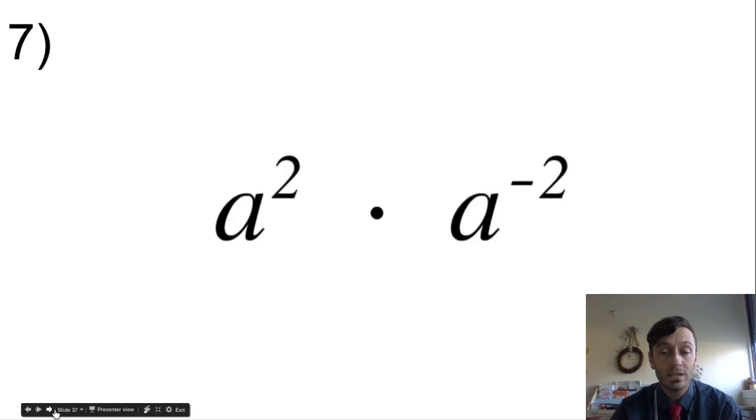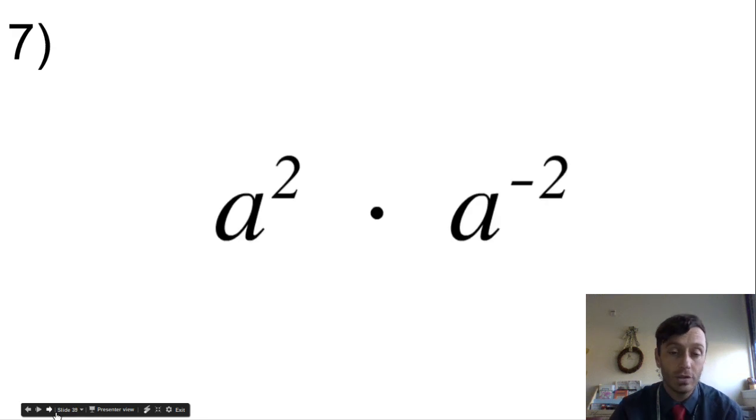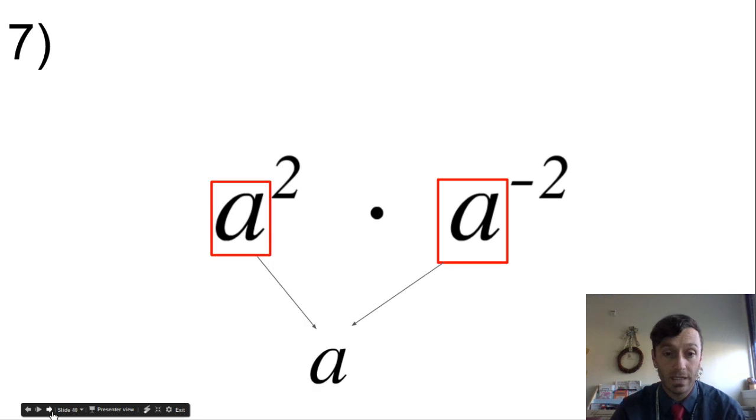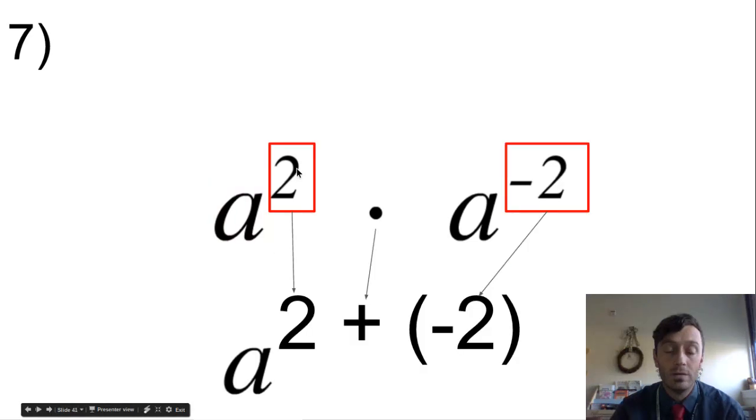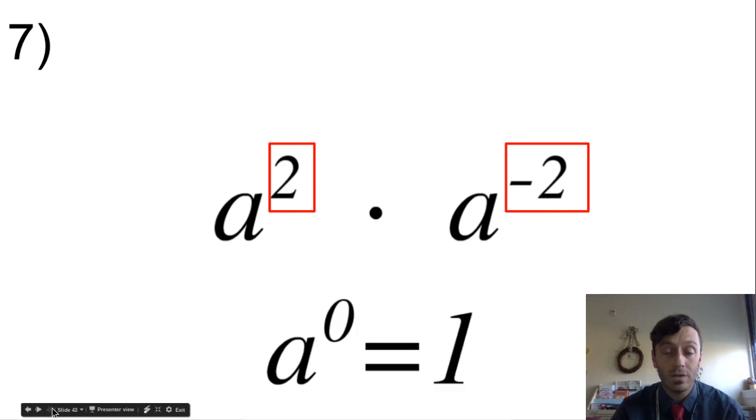Last one, a squared times a to the negative 2. Pause the video here, see if you can work it out. Unpause the video. I don't have to pause as long, I guess, in real life. And your answer is 1. How did that happen? I'll show you. A squared times a to the negative 2. It's a multiplication problem, so remember, we add our exponents. 2 plus negative 2 is 0. And remember our rule, raising anything to the 0 power is 1. So a squared times a to the negative 2 is 1.